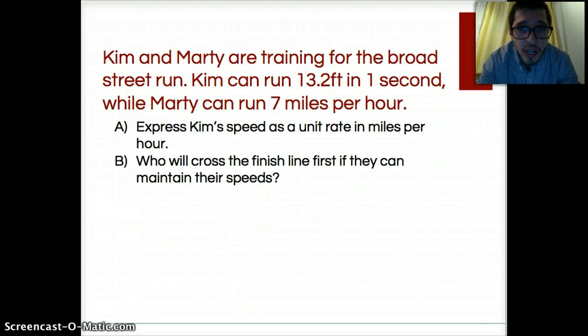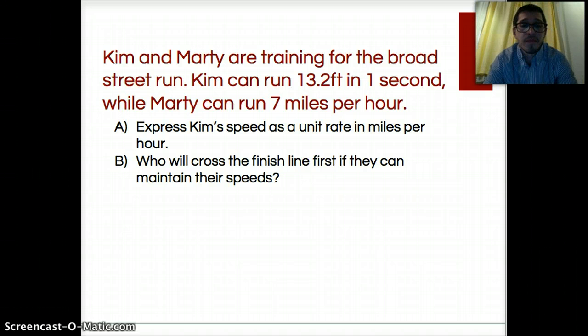Kim and Marty are training for the Broad Street run. Kim can run 13.2 feet in 1 second, while Marty can run 7 miles per hour. Go ahead and pause this and see if you can answer both A and B. Alright, let's go over A.